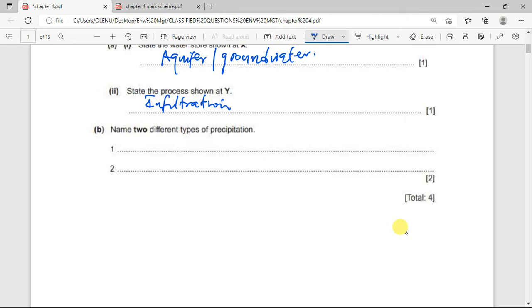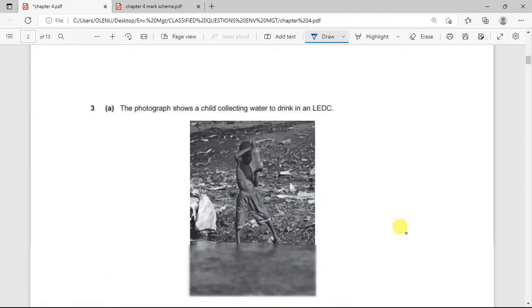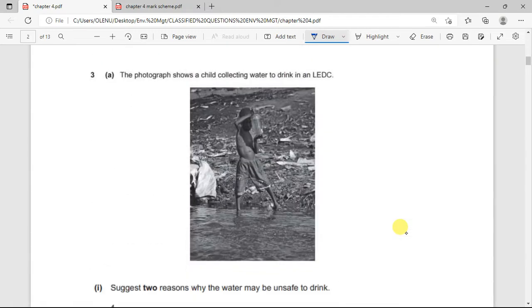So now name two different types of precipitation. This can include rain, snow, we have hail. All these are examples of precipitation. And here I said that the photograph shows a child collecting water to drink in an LEDC.